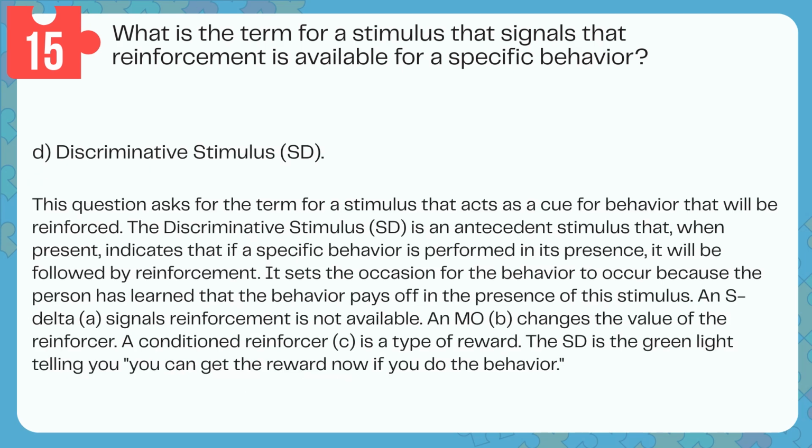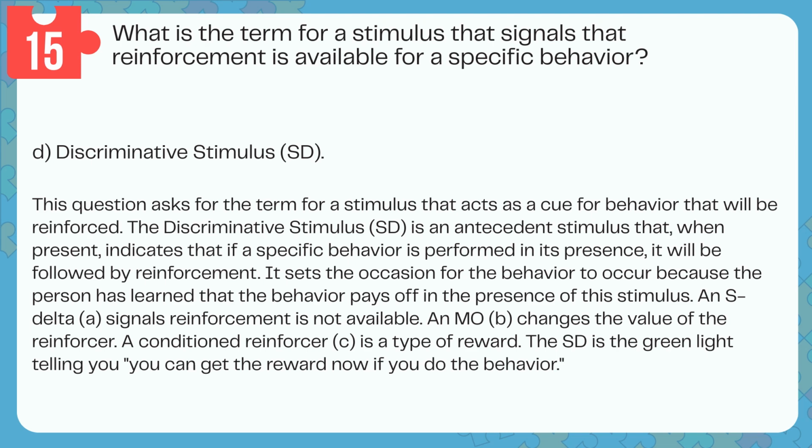Answer: D. Discriminative stimulus, SD. This question asks for the term for a stimulus that acts as a cue for behavior that will be reinforced. The discriminative stimulus, SD, is an antecedent stimulus that indicates that if a specific behavior is performed in its presence, it will be followed by reinforcement. It sets the occasion for the behavior to occur because the person has learned that the behavior pays off in the presence of this stimulus.